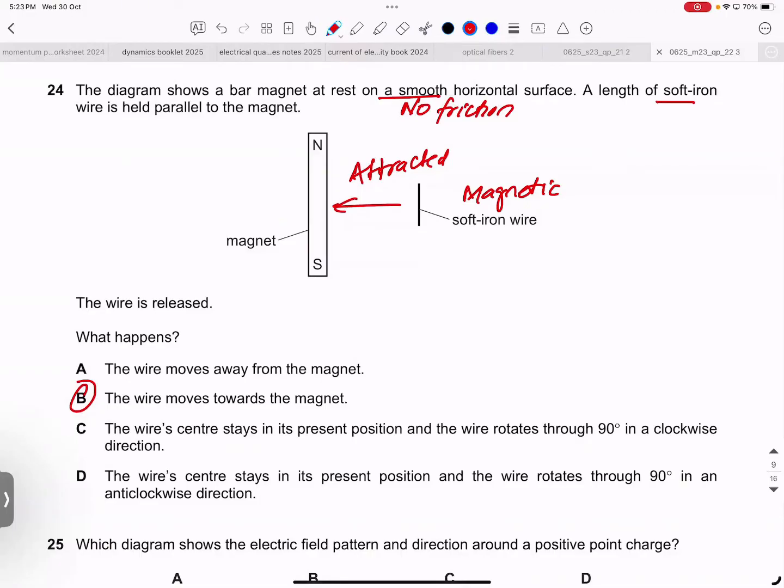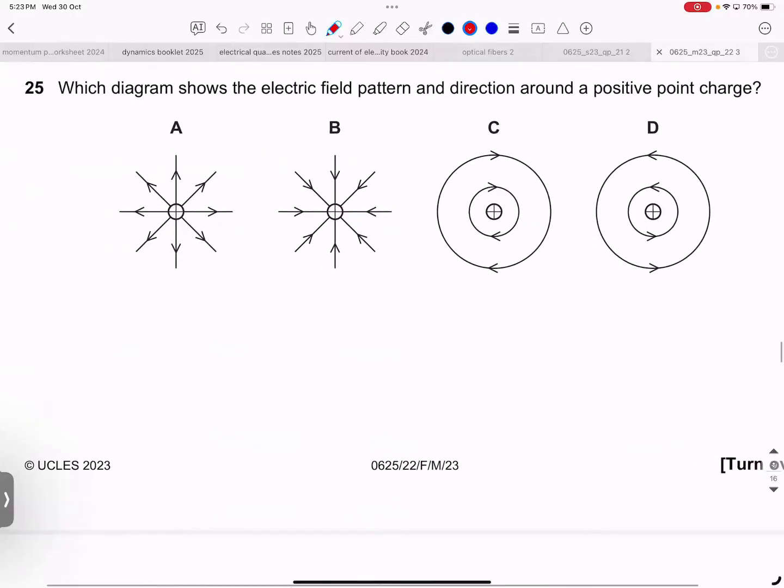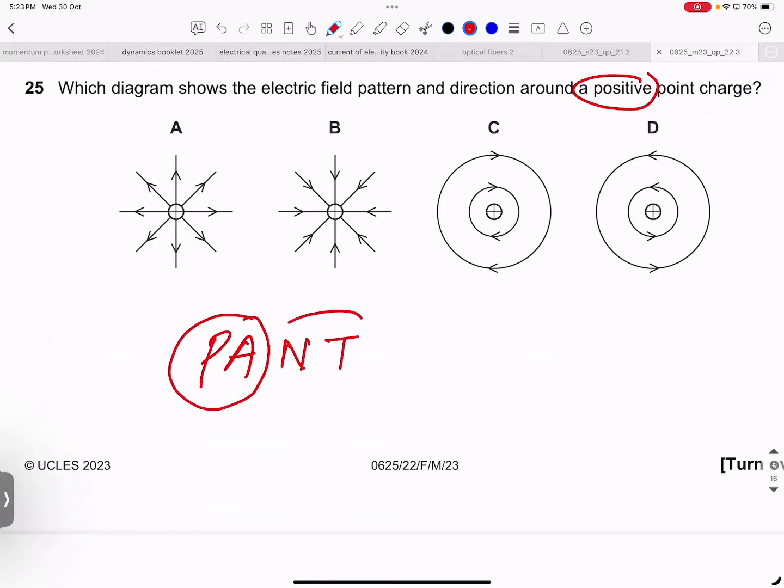Question number 25. Electric field pattern due to a positive charge. Remember PANT: Away from positive, towards negative. So away from positive. Option is A.